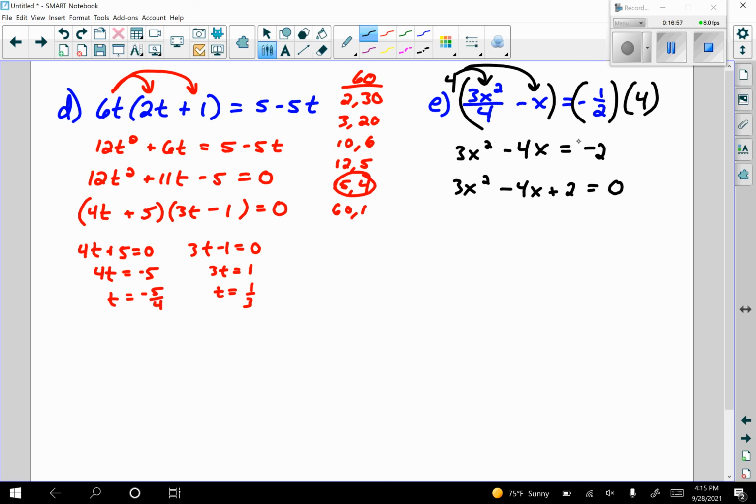Now here's how we could check if this will factor. If I multiply 3 times 2, that's 6. There are no factors of 6 that will help me get to 4. So I'm going to use the quadratic formula here.